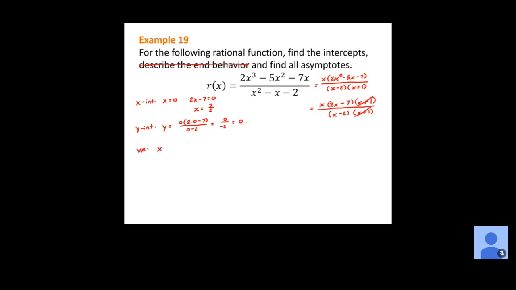So I'm going to say x minus 2 equals 0 this time, which is going to give us x equals what? Positive 2. Good. Now, that's the only vertical asymptote because the x plus 1 factor canceled out. So that's going to give us a hole in our graph. But the only vertical asymptote now is going to be at x equals 2. Any questions about how I got the vertical asymptote?